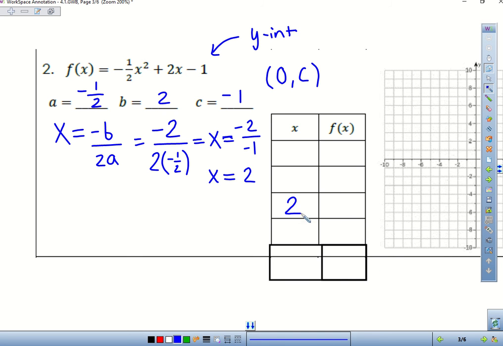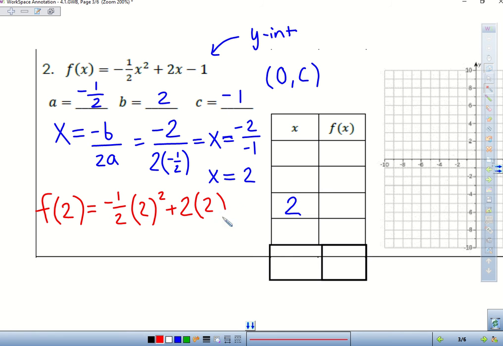So the 2 goes in the middle of the table, and then we have to find its corresponding y value by plugging that back into the function. So I just took my value right here and I plugged it into the function, okay? So now I do the math.